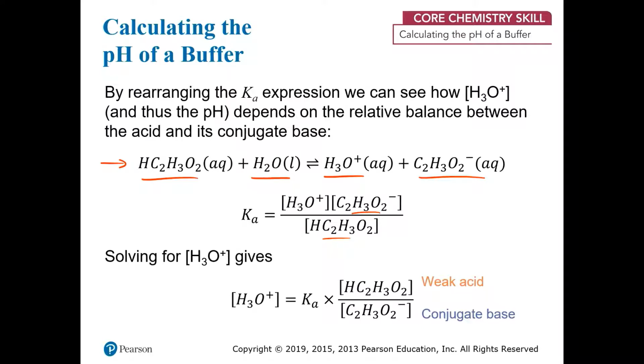As long as we're able to identify the acid and look up the Ka value, then we can use the relative ratio of the amount of base and the amount of acid to determine the hydronium concentration, which will then be able to give us the pH. So we can take this equilibrium expression and rearrange it to solve for the hydronium, and we find that the hydronium concentration equals the equilibrium constant, the acid dissociation constant, really, for the weak acid involved, multiplied by the ratio of concentrations of the weak acid and its conjugate base.